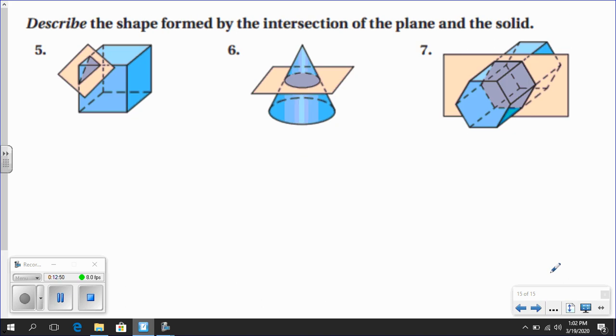Last slide, same thing. We're going to describe the shape formed by the intersection of the plane and the solid. So if we look at our cross-section here, we have a triangle. For B, our cross-section is a circle. And our last shape here, I'm not going to outline it, that is a hexagon, and I'm just going to put hex.